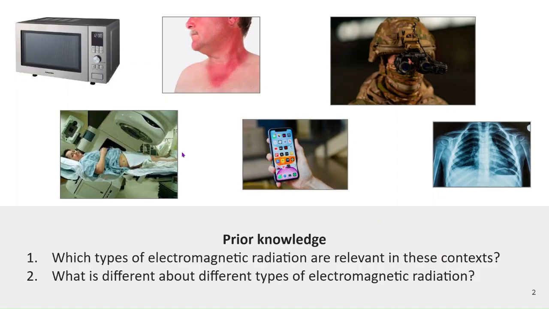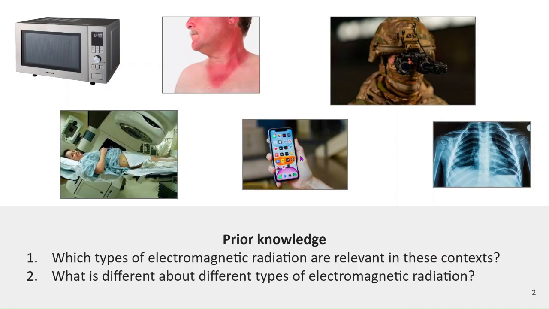Okay, so starting here, the type of electromagnetic radiation that a microwave uses is microwaves. Microwave radiation, right? Sunburns are caused by UV radiation. Night vision goggles use infrared radiation. MRI or radiotherapy uses gamma. Your phone is using the visible spectrum, right? You can see what's on it. And then this is radio waves, or sorry, X-rays.